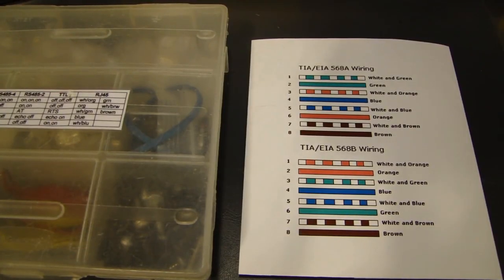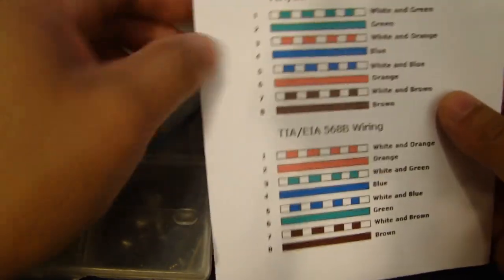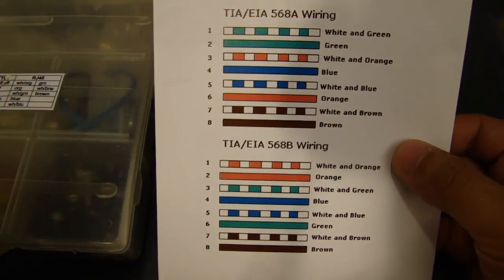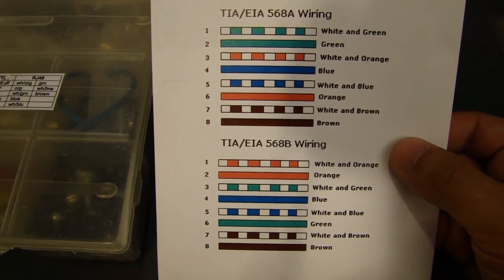Hey guys, this is Dow2Fast here, and this is a video that I've wanted to do for a while. What I'm going to show you in this video is how to put together a Cat5 cable, both a straight through and also a crossover Cat5 cable, Ethernet cable. What I have in front of me is the pinout for both the straight through and the crossover that you need to know to make those cables.